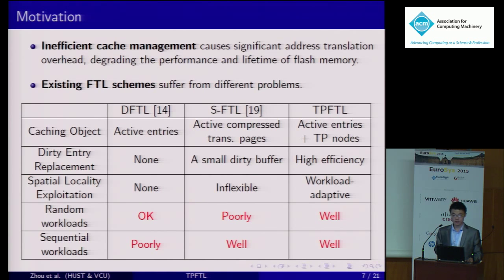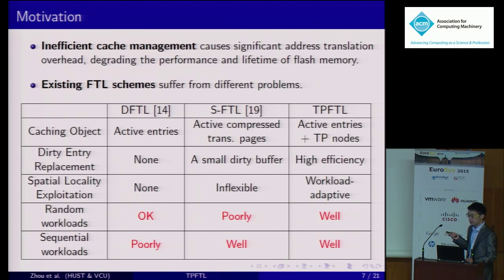Based on these observations, we have these motivations. Inefficient cache management causes significant address translation overhead, degrading the performance and lifetime of flash memory. Moreover, existing FTL schemes suffer from different problems. DFTL leverages temporal locality to cache active mapping entries and does nothing to optimize dirty entry replacement and spatial locality exploitation. So, DFTL performs okay in random workloads and poorly in sequential workloads.